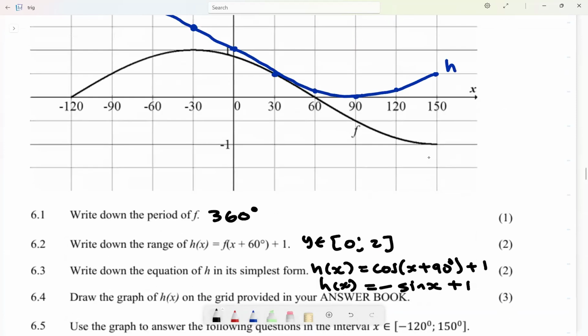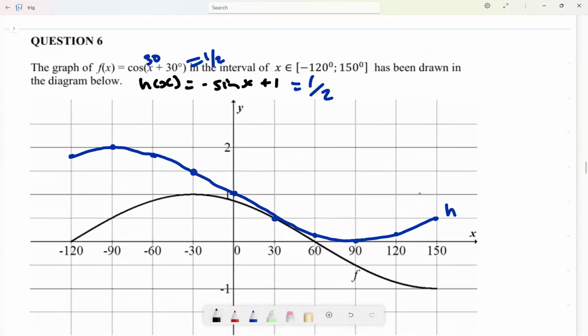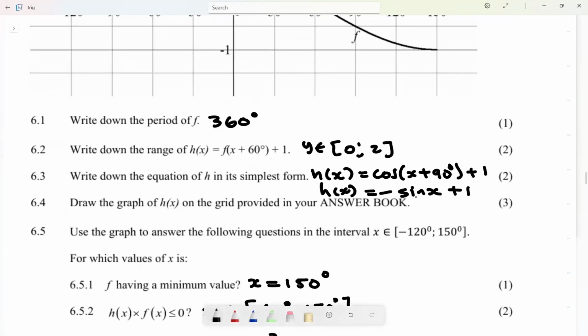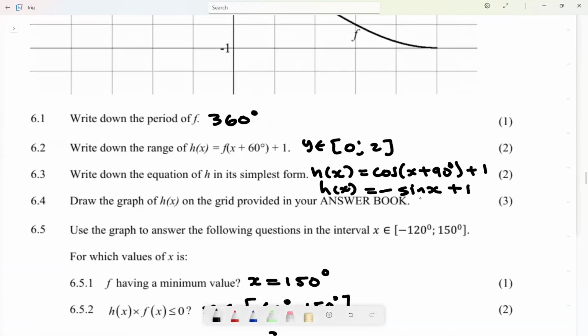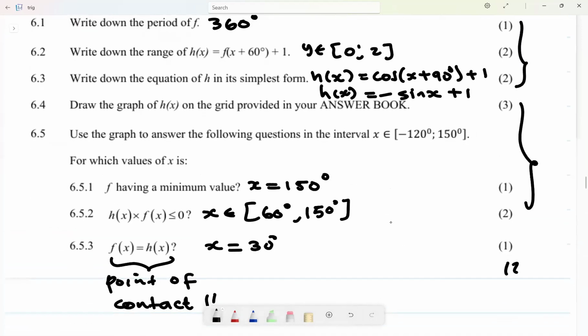So guys, that's all. This topic is very easy. It's just easy 12 marks. Let me see, 5, 11, 12, like easy 12 marks, guys.